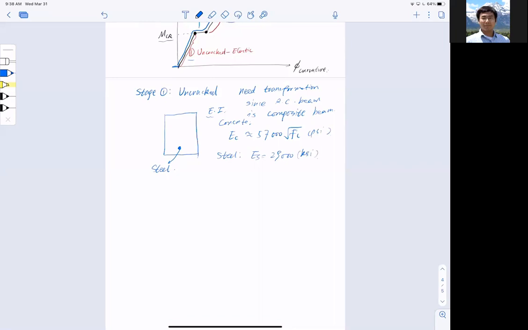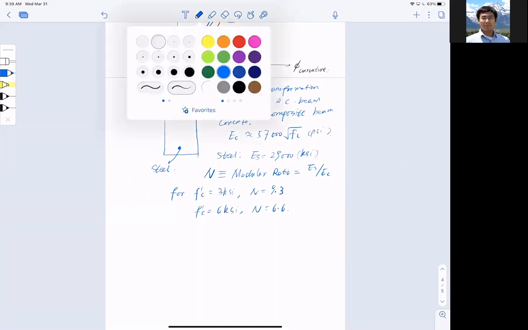All right. So if we were to compare them, let's define a ratio called n, which is called the modular ratio, equal to ES divided by EC, steel over concrete. Let me give you some numbers. For f'c equal to 3 KSI, regular concrete, this ratio equals 9.3, a very high number. And for f'c equal to 6 KSI, this number drops to 6.6. So these are quite high numbers.